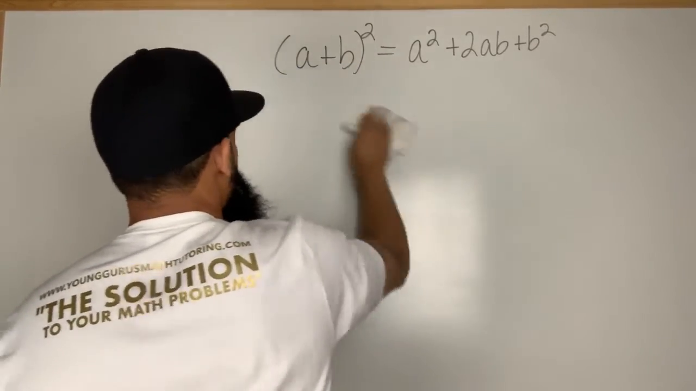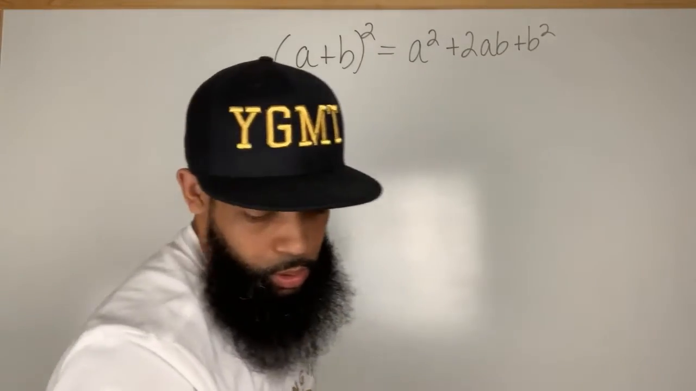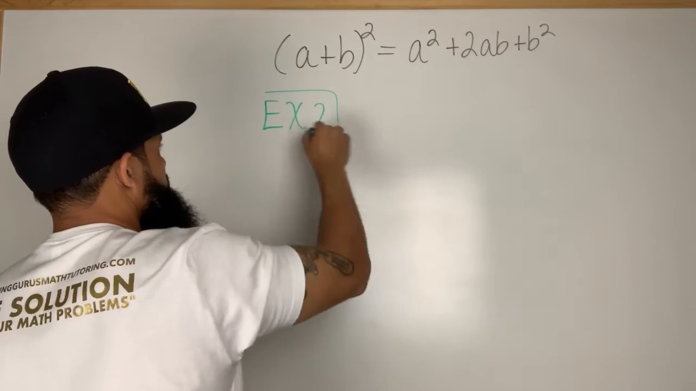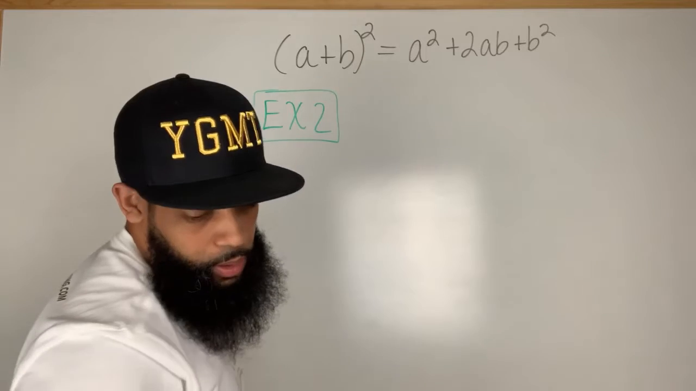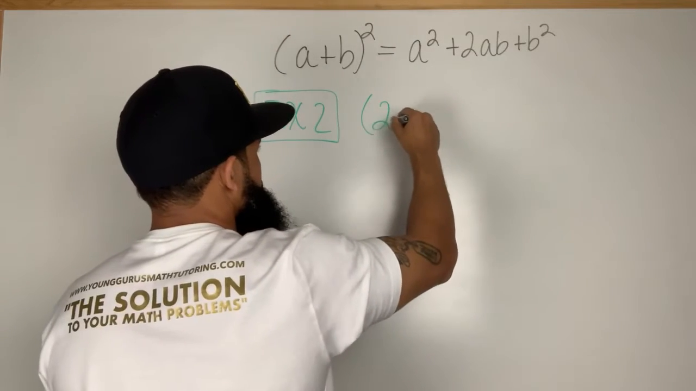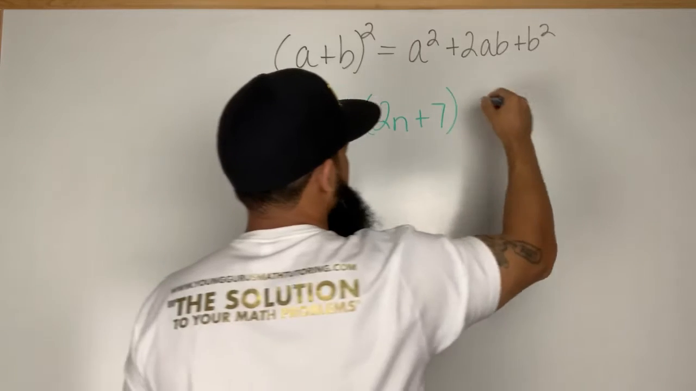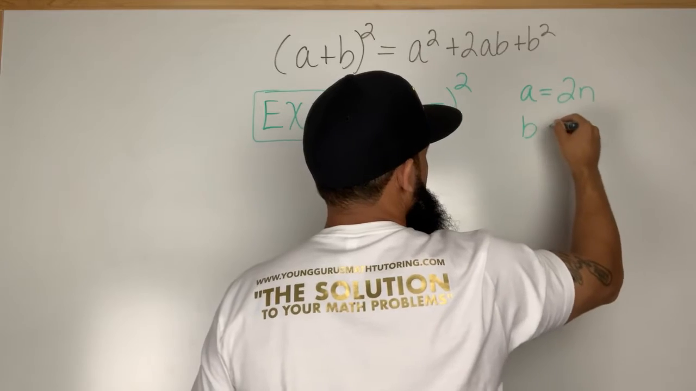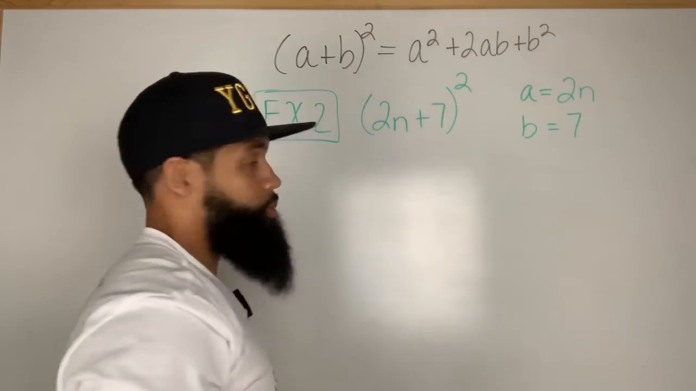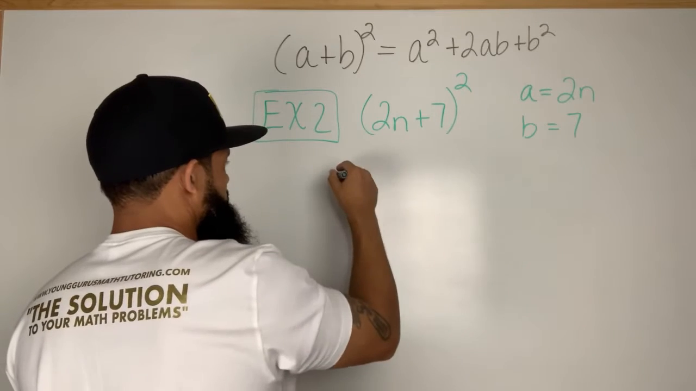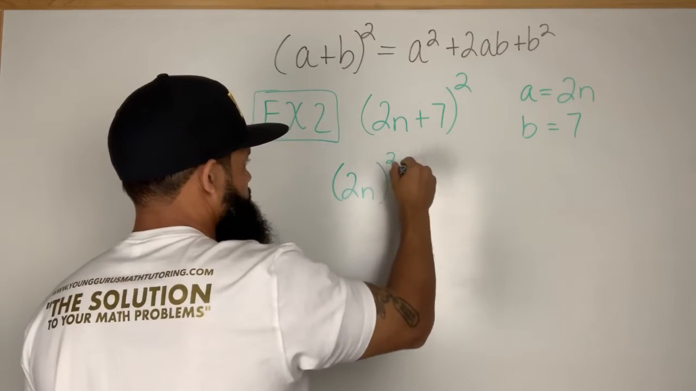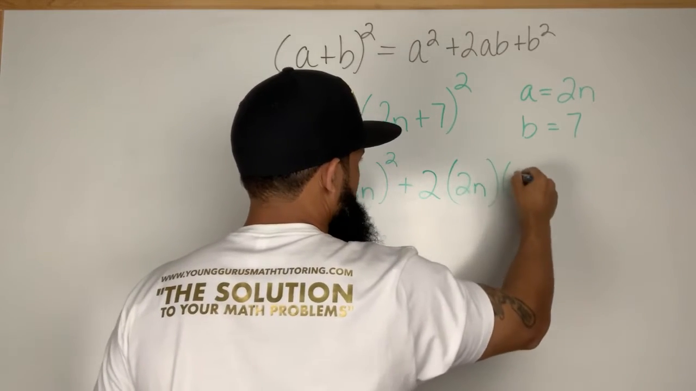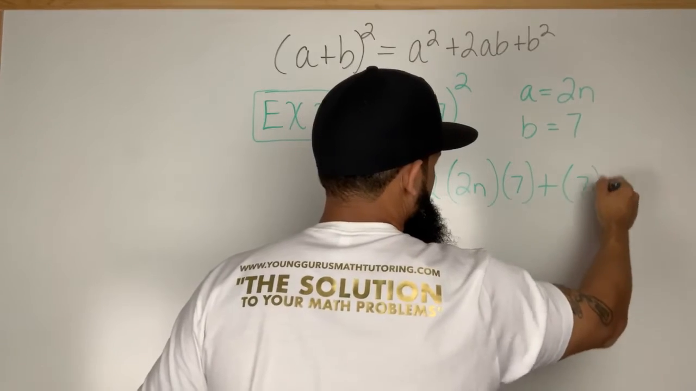So let's go. Example 2. Notice this one is also going to be a plus b. I have 2n plus 7, and I want to take that to the second power. So in this case, a is now 2n and b is just 7. So I'm going to say a squared, so 2n to the second power, plus 2ab, so 2 times 2n times 7, and then plus b squared.